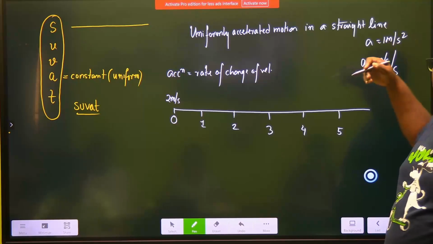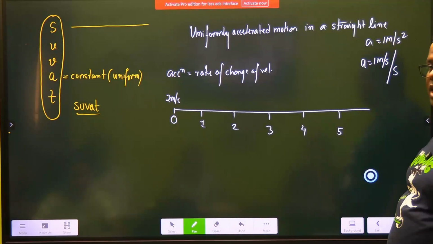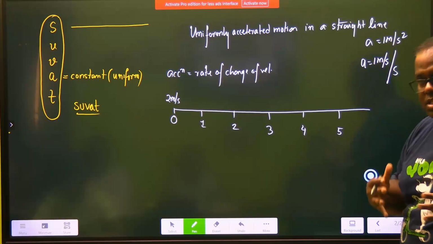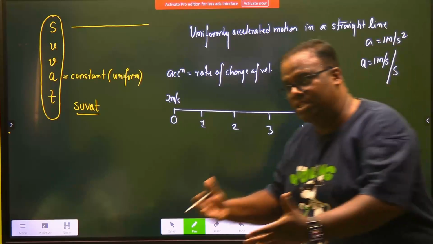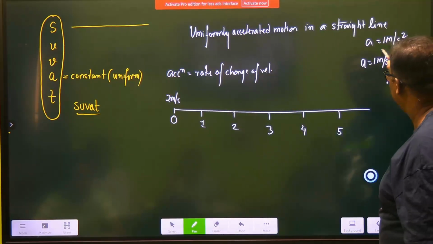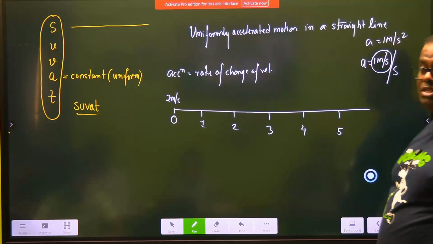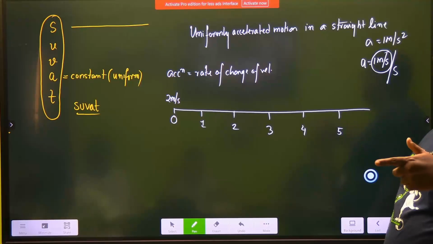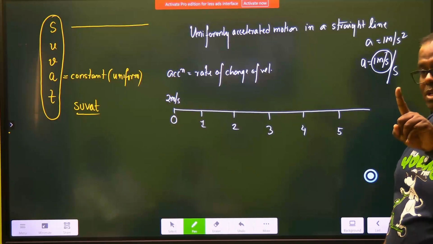1 meter per second square. Now, how to understand that? 1 meter per second every second. What is this? This is velocity. It means the velocity every second will change by 1 meter per second.